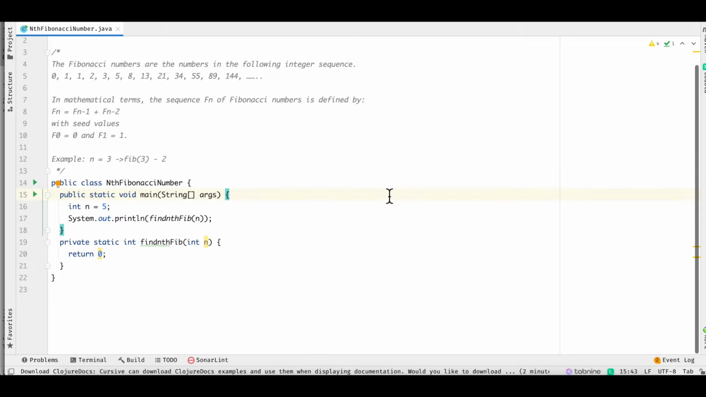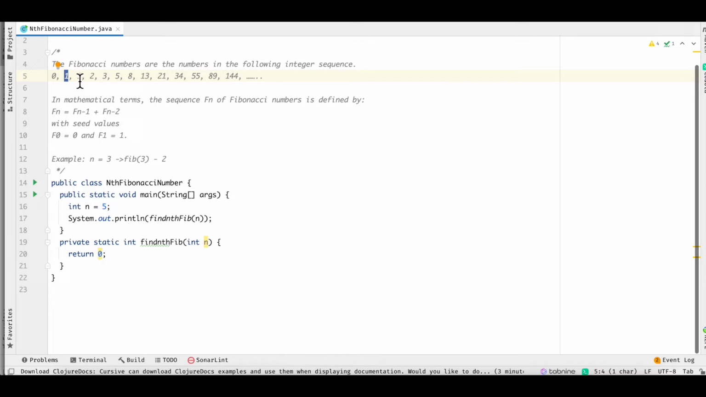First, we have to understand what a Fibonacci series or a Fibonacci number is. So, the Fibonacci series, as we can see over here, is a series of numbers which follows this sequence. If you notice, it starts from 0, then it goes to 1, and after 1, every number is equal to the sum of the previous number and the previous to previous number.